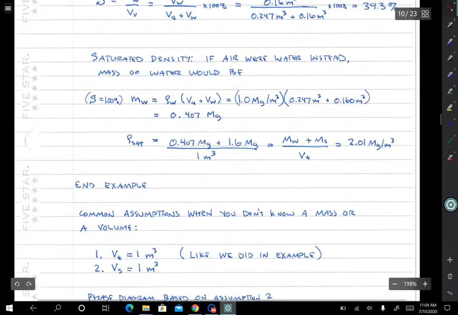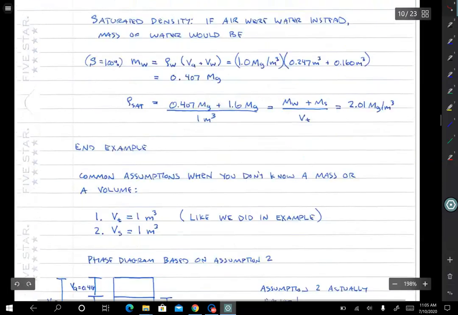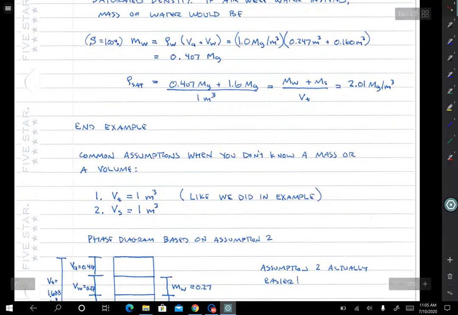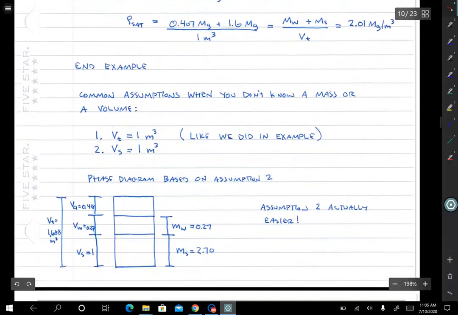All right, so that's the end of the example. We've calculated everything that we needed. After we got the phase diagram, all these calculations were easy. So let's talk a little bit about the assumptions that we can make. In this example, we assumed that the total volume was 1 cubic meter. I would recommend doing a different assumption, that the volume of solids is 1 cubic meter instead. You'll get the same solutions in the end. Your phase diagram will have different numbers, but all the ratios will be the same. So void ratio, degree of saturation, all that stuff will stay the same.